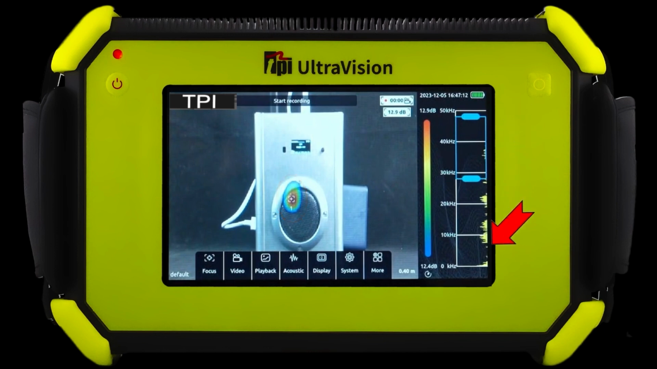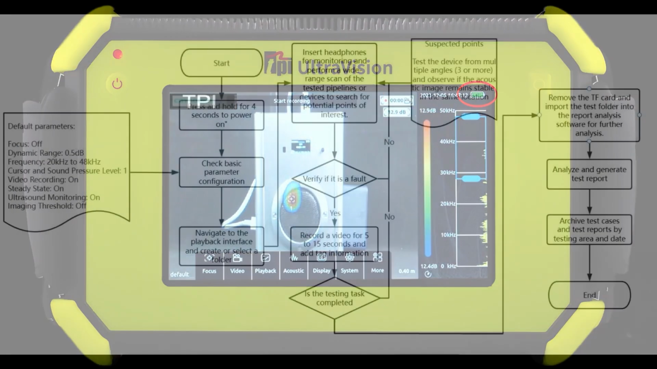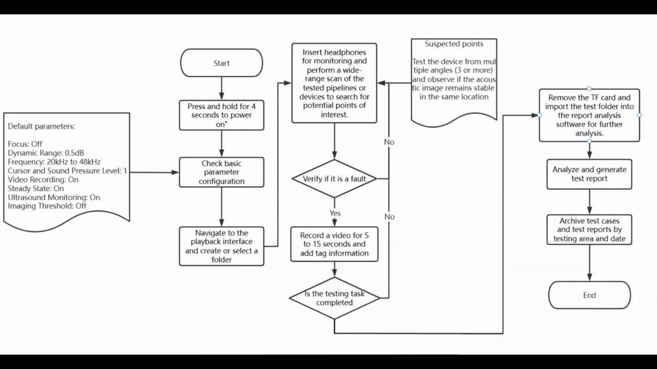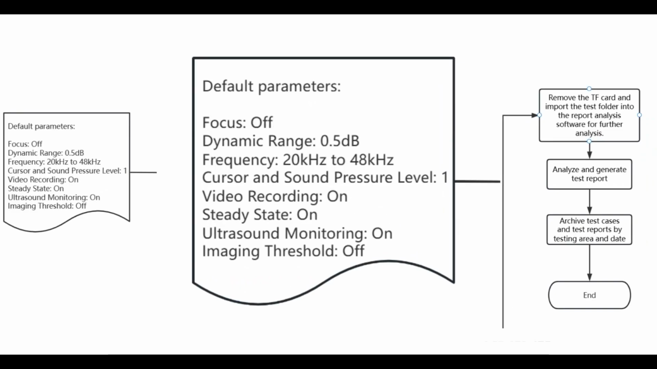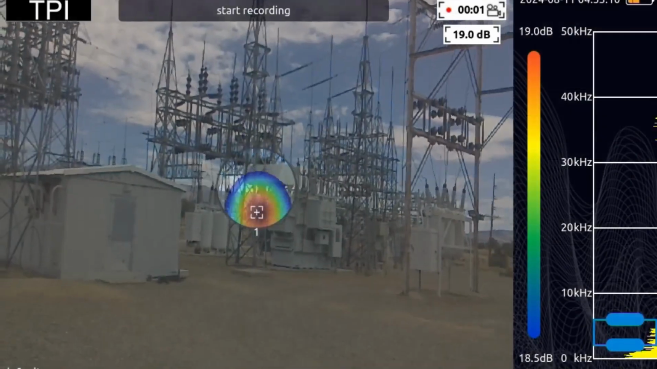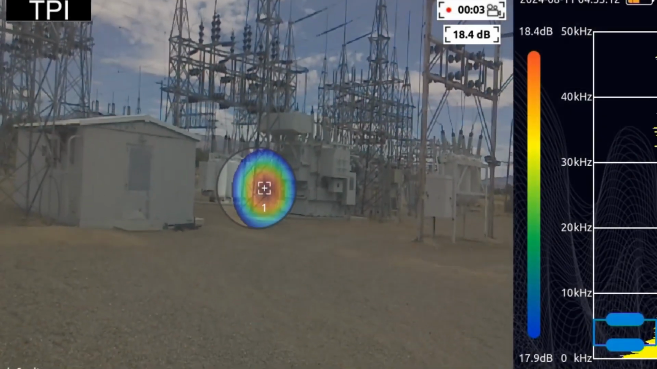The frequency range and frequency selection box are on the right side of the screen. Clicking the rainbow bar brings up the dynamic range adjustment window. The working mode icon, system time, and battery level are displayed above the frequency range. Before starting an inspection, you can set the basic parameters according to the flowchart. Then proceed to the site and inspect the equipment of interest to identify any faults.